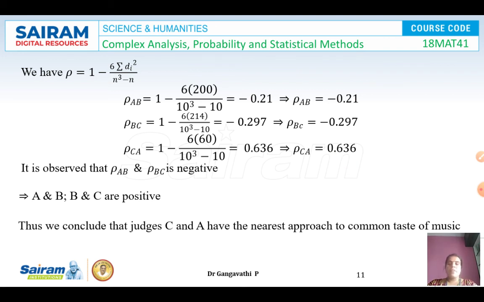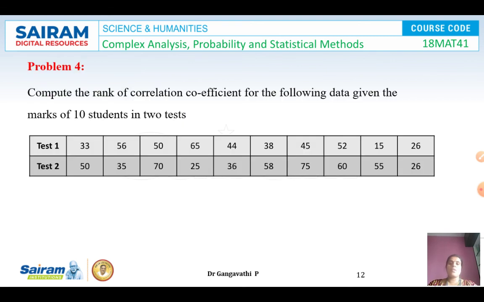So you can observe that this value and this value are quite near. Therefore, it is observed that rho AB and rho BC are negative. Both are negative. Therefore, we say that judges C and A are positive, which means we conclude that judges C and A have the nearest approach to the common taste of music. And that is how we will conclude this problem.